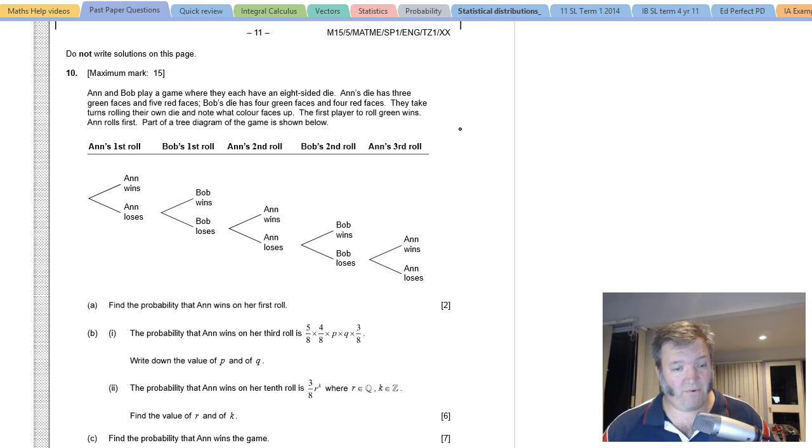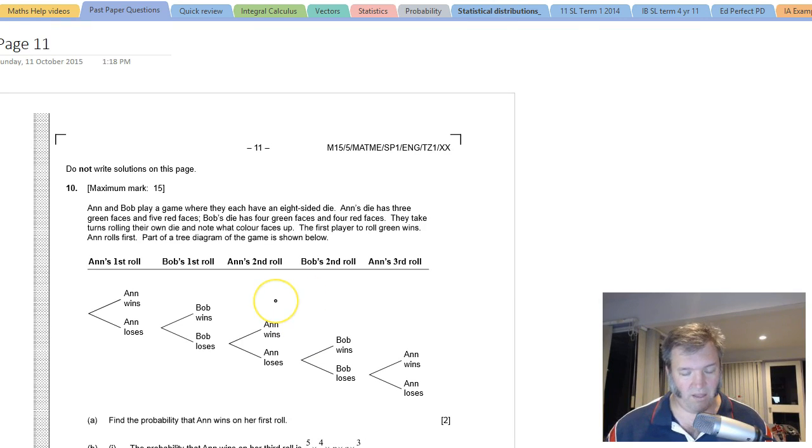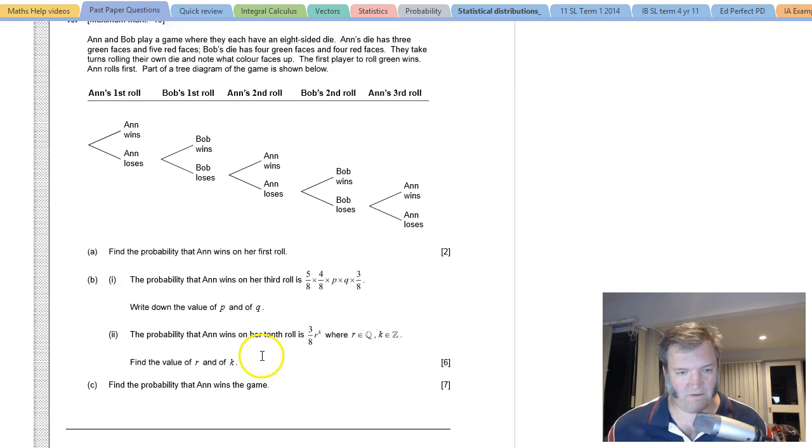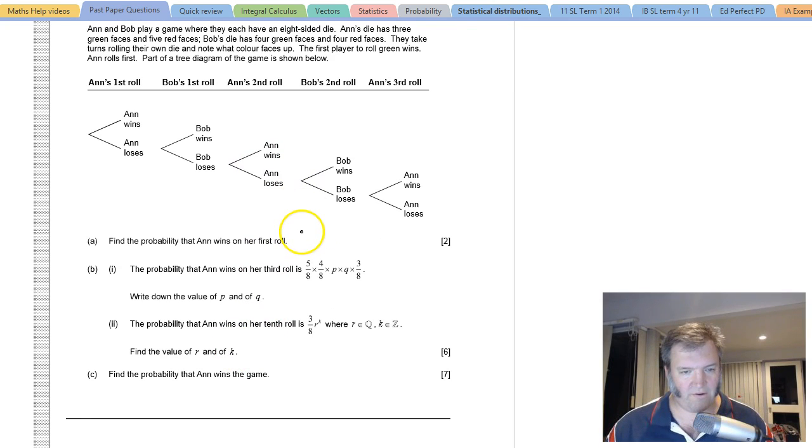Let's see what happens. Find the probability that Anne wins on her first roll. So it has 3 green faces, and the first player to roll green wins. So the probability that Anne wins on her first roll equals 3 out of 5, oh, sorry, 3 out of 8 would make much more sense. 3 of them are green out of the total, so 3 out of 8, done.